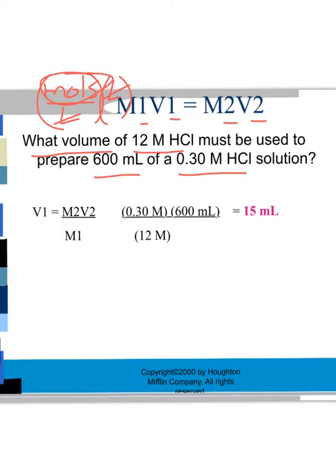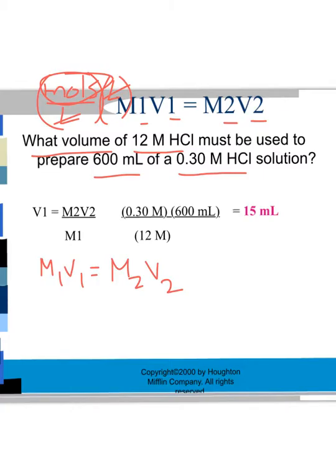So you can see that this is a dilution. We're starting off with a stock solution of 12 molar, which is very high, and we're going to dilute it down to 0.3. Okay? So you just need to pair the information up correctly. So then you're going to use your M1V1, which equals M2V2.